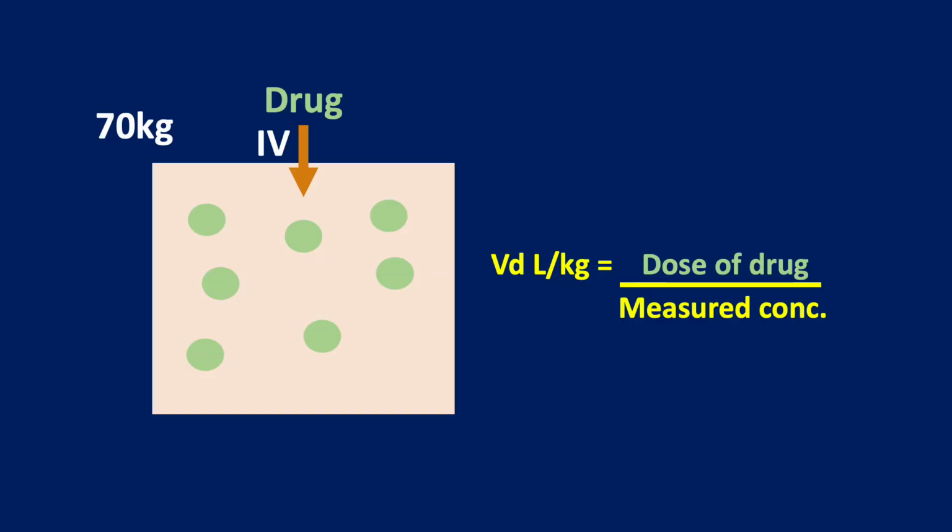Now let's look at a worked example. So you have a 70 kilogram individual. This results in a plasma volume of between 3 and 3.5 litres. You give an intravenous injection. Some of that drug will bind to plasma proteins, whilst others will distribute to tissues or move into the extracellular fluid. So the volume of distribution is equal to the dose of the drug divided by the measured concentration of the drug.